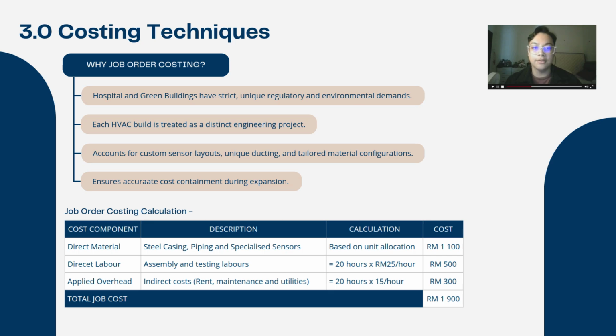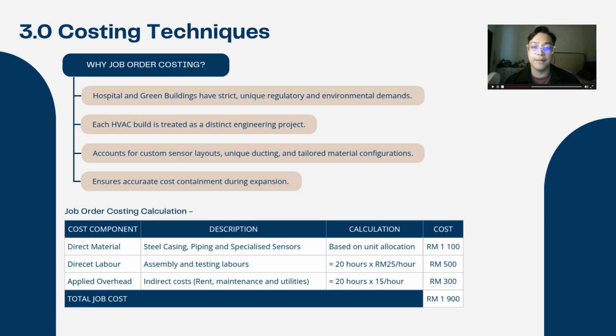The costing technique chosen is job costing and not process or activity-based costing. Why? Because hospitals and green buildings have unique structural, environmental, and strict regulatory demands. We are not mass-producing identical consumer goods, but instead, each HVAC build is treated as a distinct engineering project with its own custom sensor layout, tailored material configurations, and specialized ducting. Utilizing job order costing gives our management team precise control over material and labor tracking, which is essential for accurate cost containment during our upcoming market expansion.